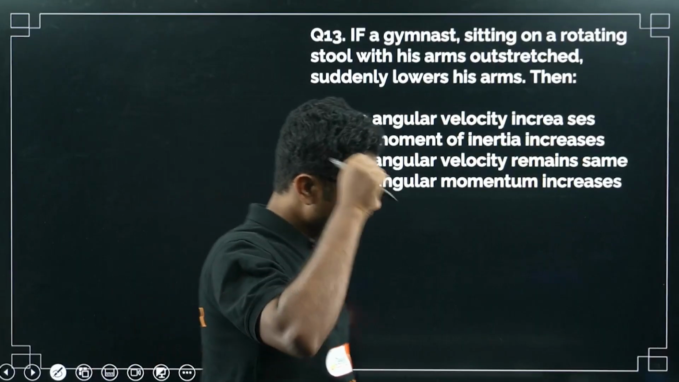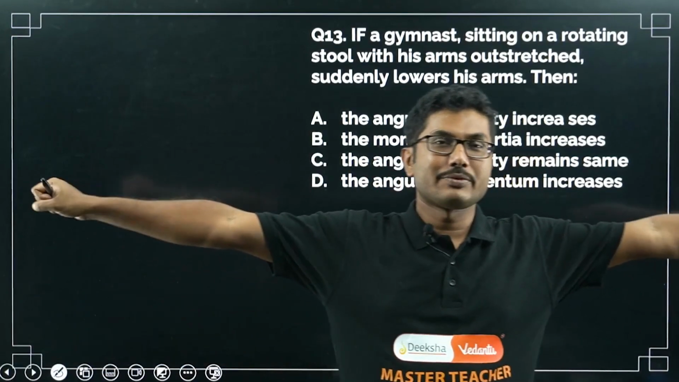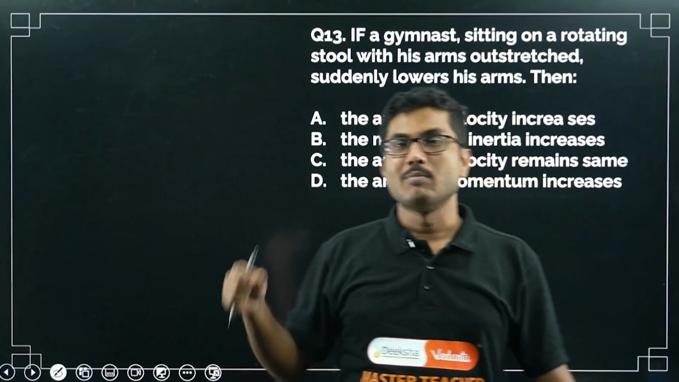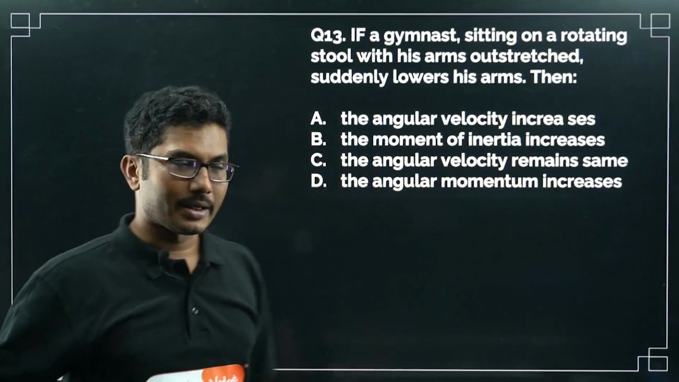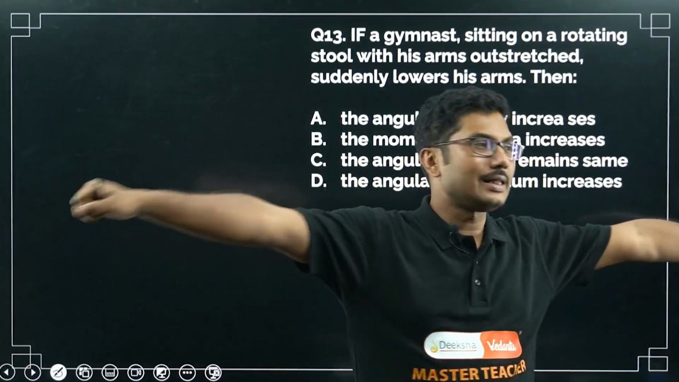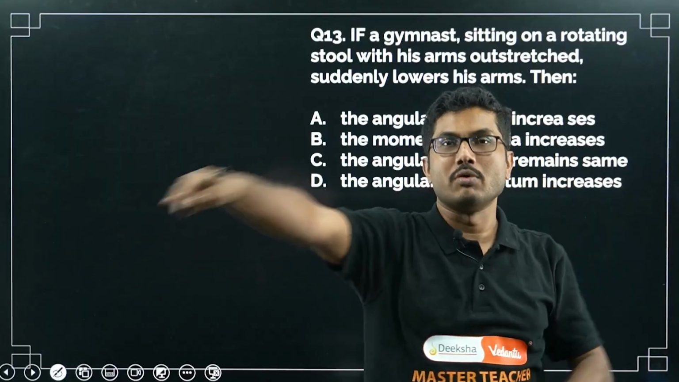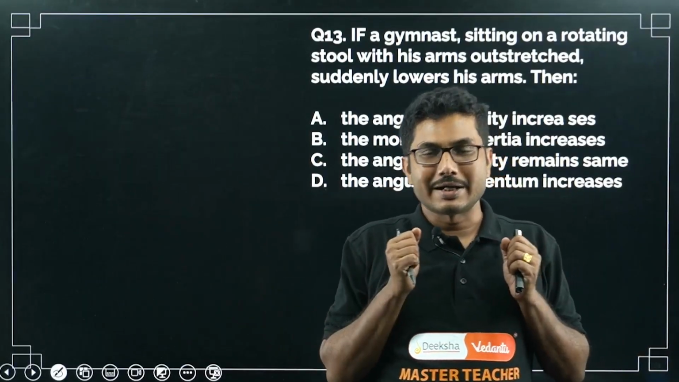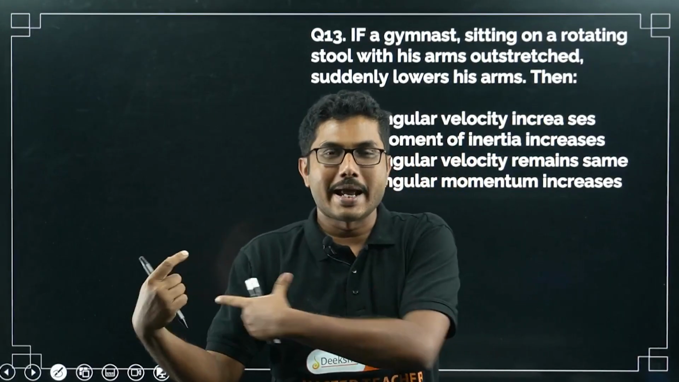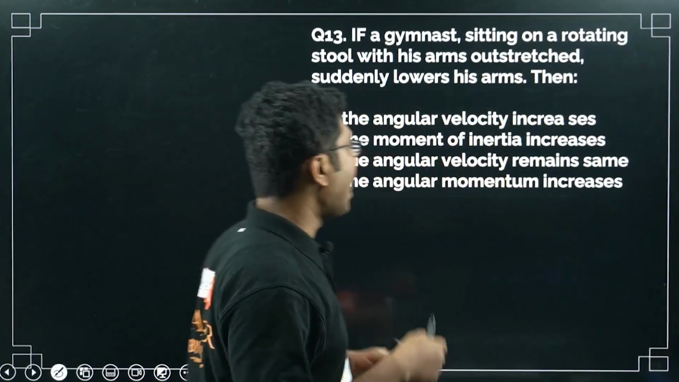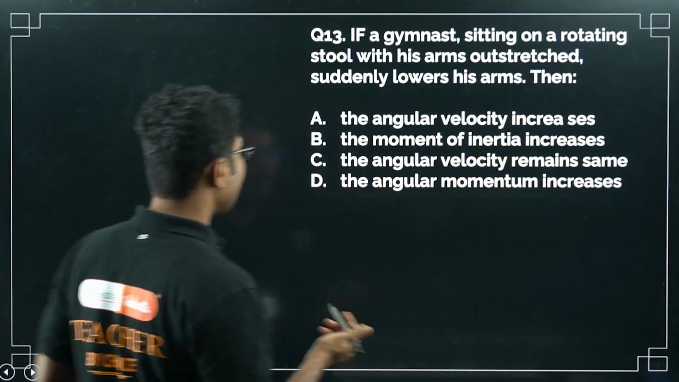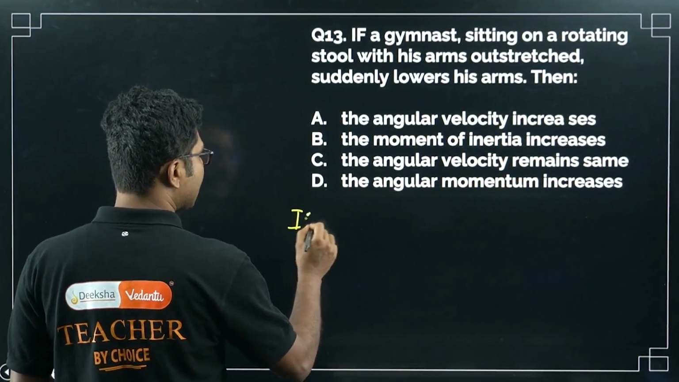If you know that when the gymnast was rotating like this, his moment of inertia was very high. We know that moment of inertia is mr square. So m is fixed, r was more in this case because the circle that he was completing was larger. As soon as he contracted his hands, the r becomes less. Now r is only the distance of this one hand. So r decreases, so moment of inertia decreases. Now angular momentum, we know that angular momentum is I omega.